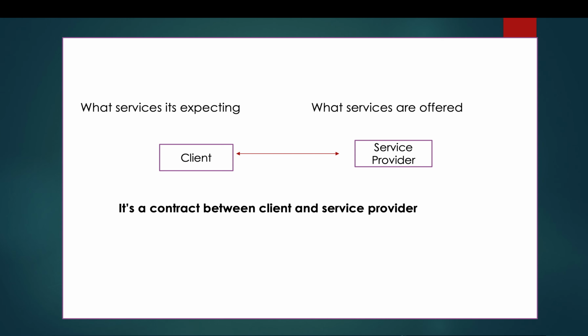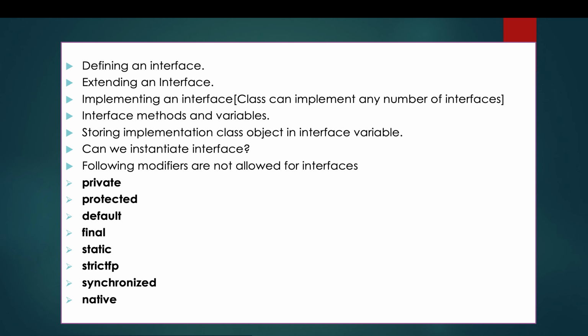If you see from the client point of view, an interface defines a set of services which it is expecting, and from the service provider side, it's the set of services that are being offered. So if you put all this together, it's actually a contract between a client and service provider. That's how you can define an interface. Now we'll see how to create an interface and how to define the members within the interface.